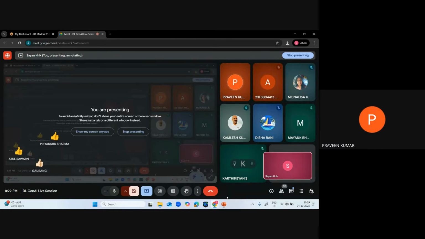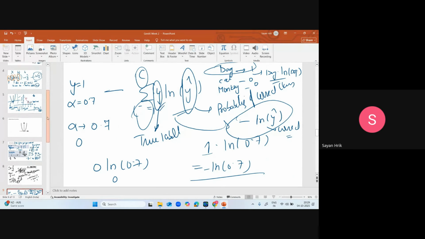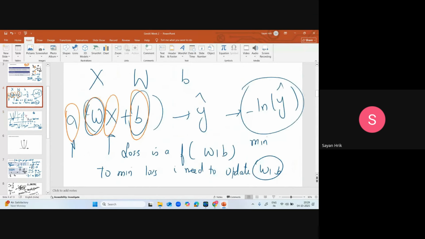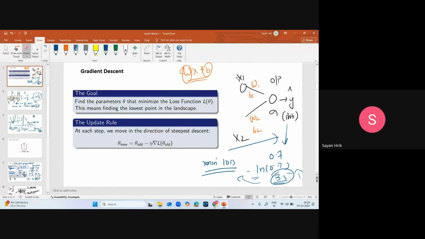Okay, so coming back once again for a quick one minute recap: we understood that this loss function is a function of the weight and bias, because everything else is a constant. So what we now need to do is achieve the global minima of the loss function. We need to minimize the loss function, and that we will do using a technique called gradient descent. Let me erase all this so that we have some space to write.